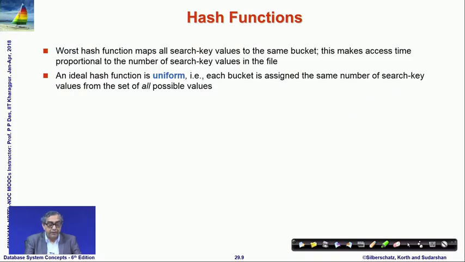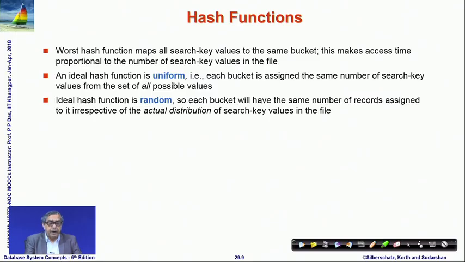That will be nice to have, and ideal would be that the hash function is random, which means that from the key value it will generate the bucket address in a random manner, so that irrespective of what kind of actual distribution the search keys may have, the buckets over which they distribute will be more or less the same.